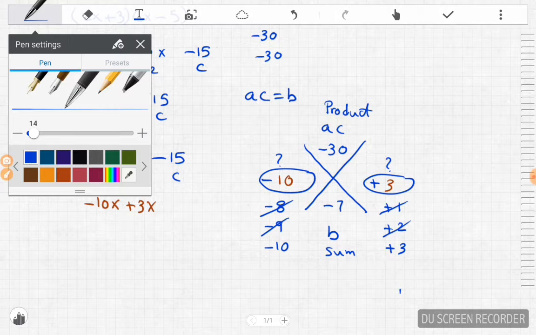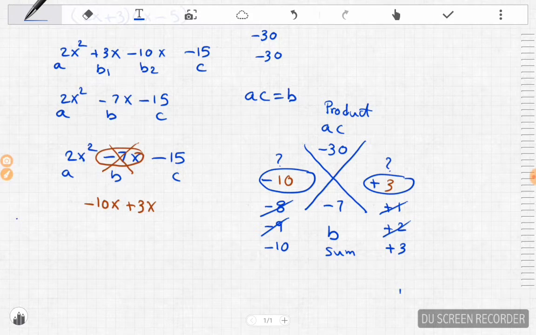Okay, so now I still have the 2x squared, and I still have the negative 15. Now I have 4 different terms. I'm going to start factoring by grouping. Factor by grouping, I'm going to take the first 2 terms together and the last 2 terms together. Find the greatest common factor for 2x squared minus 10x. Start with the numbers first. 2 and negative 10. The number that can go into 2 and negative 10 is 2. Because I can divide 2 by 2, and divide negative 10 by 2.